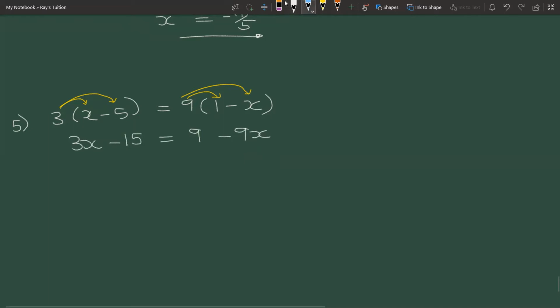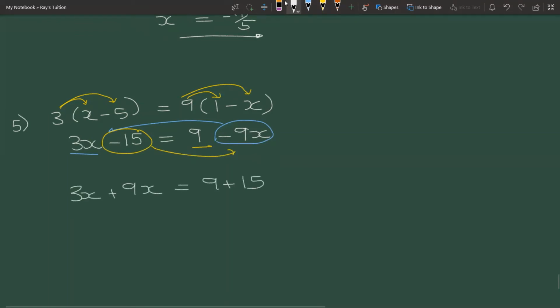Then we would like to group the terms. The x will stay on this side and this one will move over. This number will stay on this side and we will move this over. So this here becomes 3x plus 9x is equal to 9 plus 15. So we get 12x is equal to 24. And then dividing both sides by 12, we get that x is equal to 2.